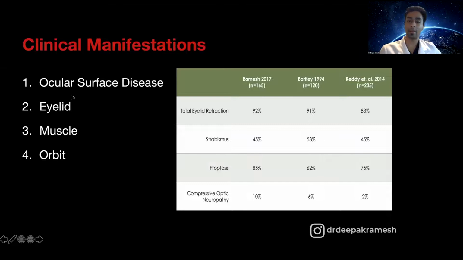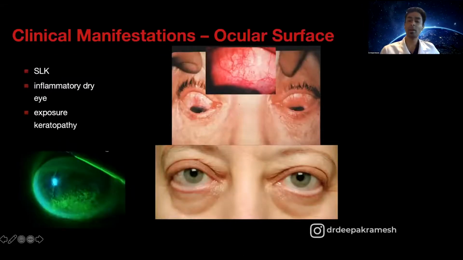And you can see here, both from some of my research as well as other published literature, eyelid retraction is the most common manifestation. Almost 90% or more of all TED patients present with lid retraction. Next is proptosis, followed by about 50% with strabismus or diplopia. And then compressive optic neuropathy is really quite rare, ranging between 5 to 10%, depending on the study that you look at.